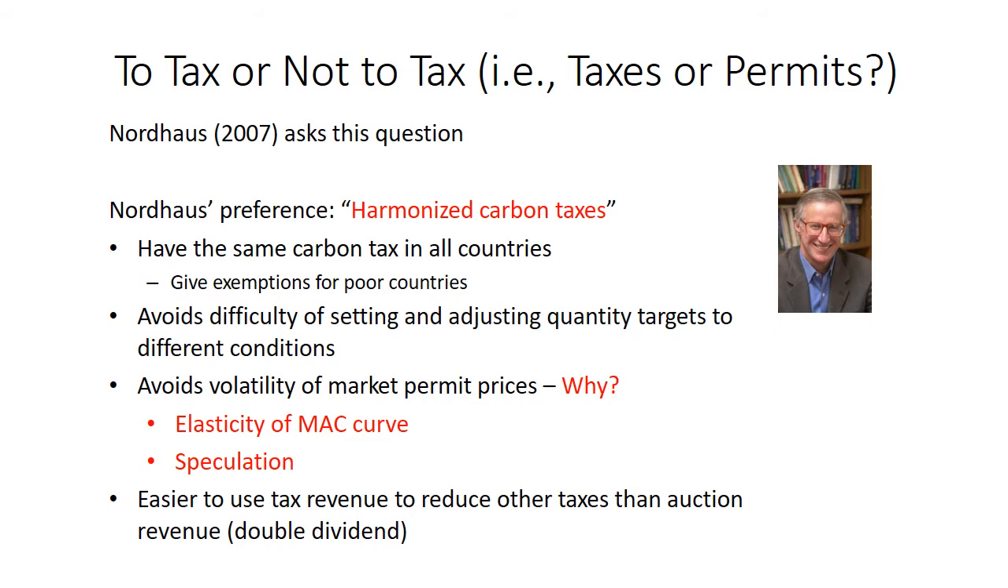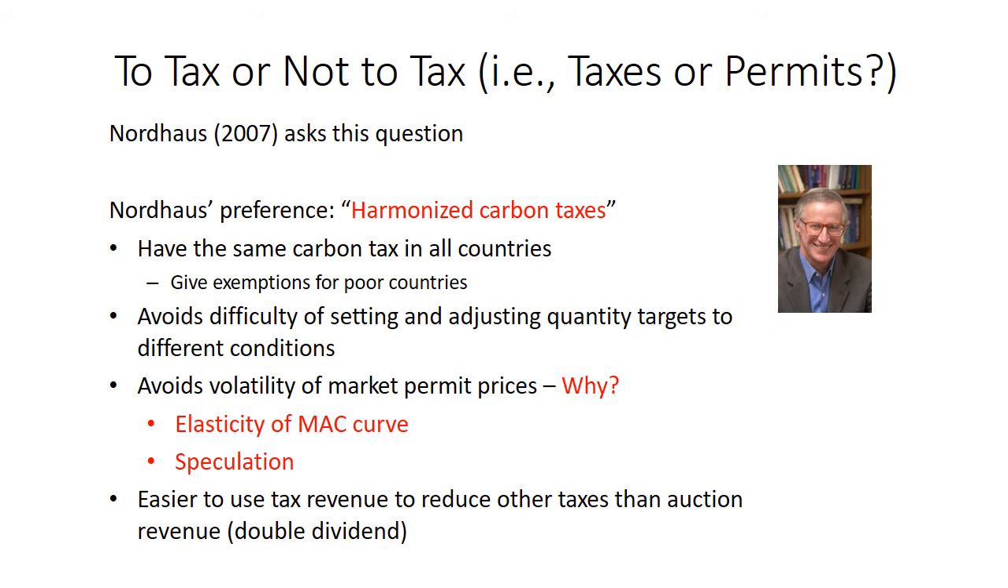It avoids volatility of market prices. So even if we implemented a cap and trade program where countries could trade permits for emissions, we'd still have pretty volatile emissions permit prices. Why? Because we don't know the elasticity of the marginal abatement cost curve, and there's speculation. Also, the quantities that countries produce are dynamic.